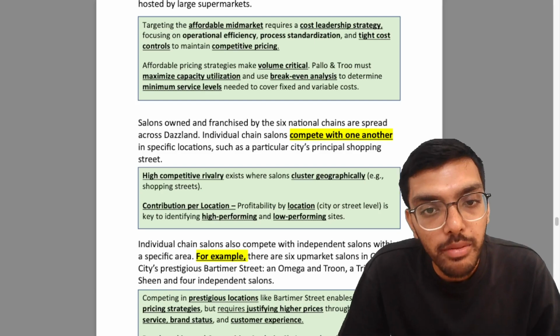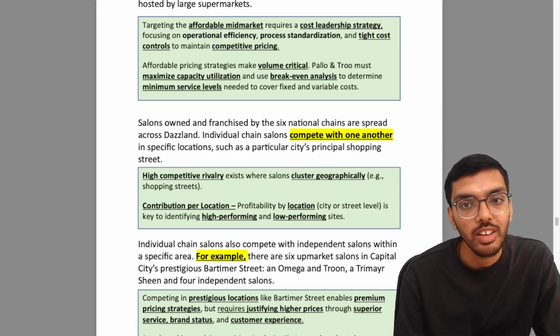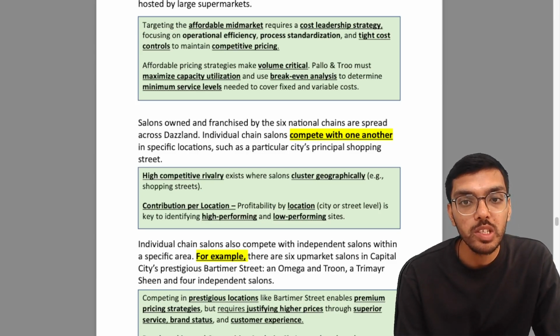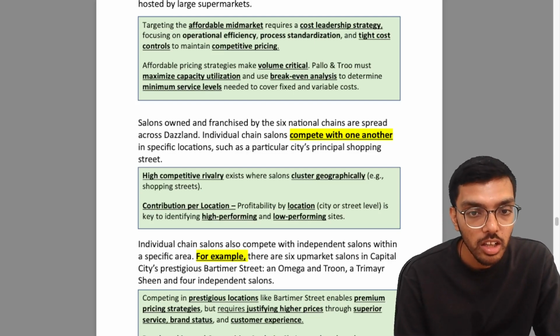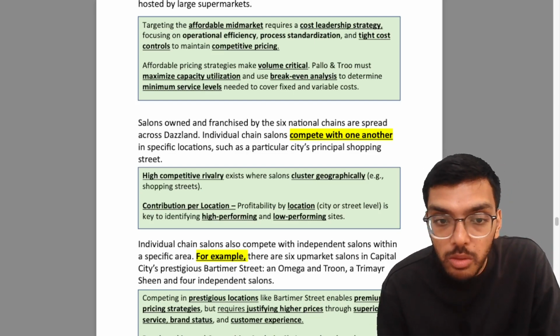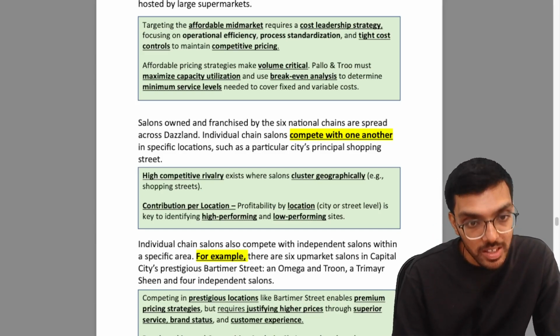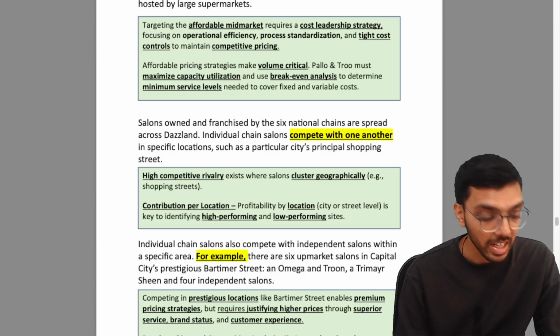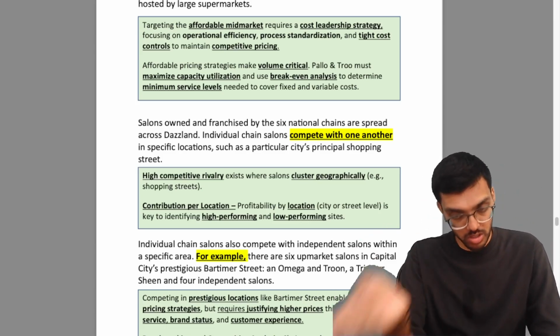Next, salons owned and franchised by the 6 national chains are spread across Dazzland. Individual chain salons compete with one another in specific locations, such as a particular city's principal shopping street. We already know there is going to be high competitive rivalry in this market. What each one does different will be the key factor of success. Individual chain salons also compete with independent salons within a specific area. There can be chain salons and there can be individually owned salons as well.